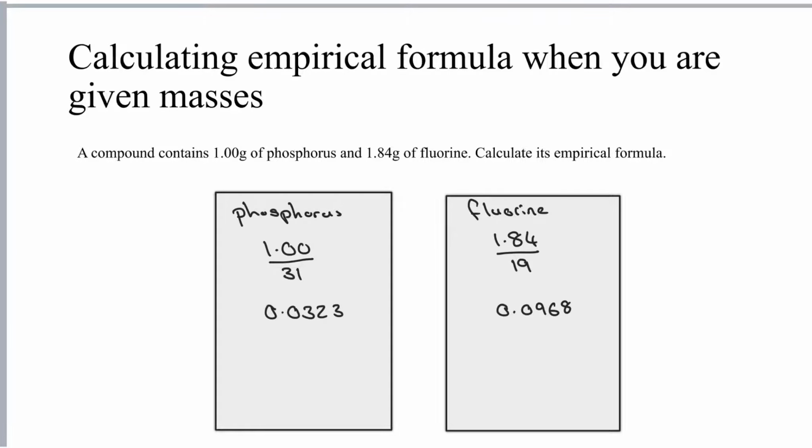Now clearly we've got a ratio, but it's not a whole number ratio. Now to work out that, you would divide through by the smallest. So we divide that by 0.0323 and this one by 0.0323. Now clearly this is going to be 1, and in my calculator, if I get the number of moles of fluorine and divide it by the number of moles of phosphorus, I actually get 3.002. Well, that's close enough to 1 to 3, so therefore we can quote our empirical formula as PF3. Let's move on to another example.